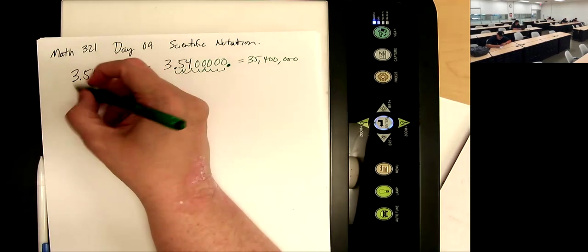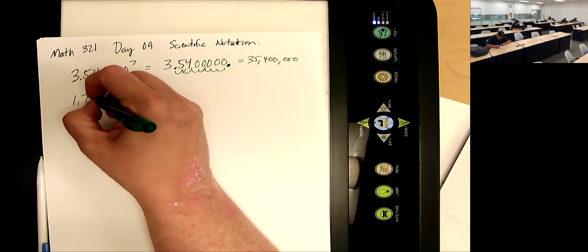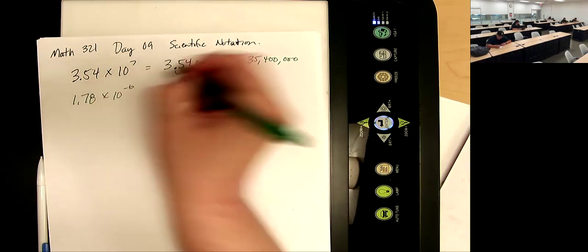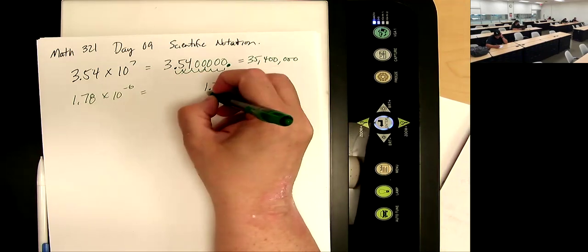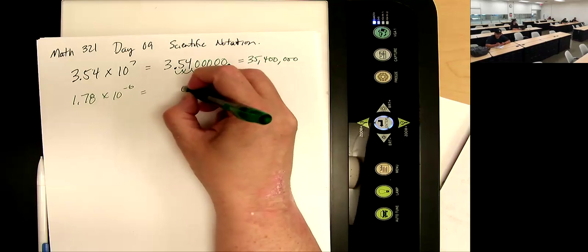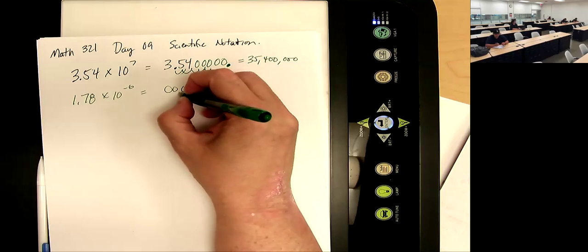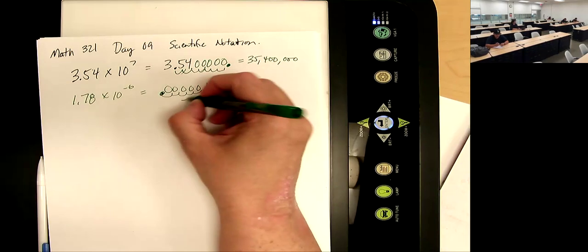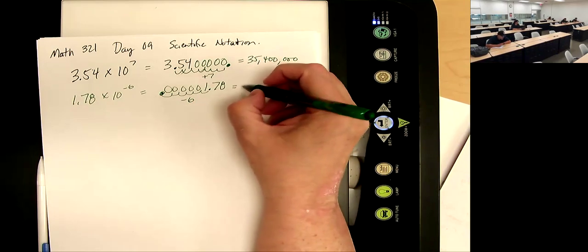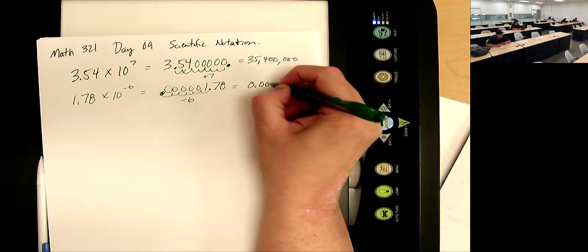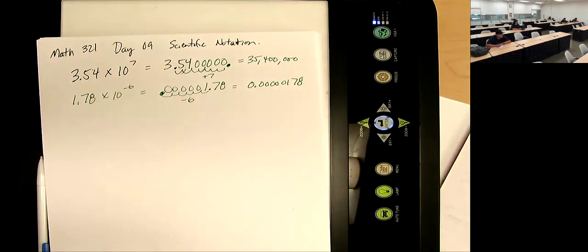And if we had to go on the other one, the negative exponent, it means moving it left that many times. So I need five zeros to the left here. One, two, three, four, five, six. That's a negative six. That's a plus seven. So we get 0.00000178 after the decimal's moved.